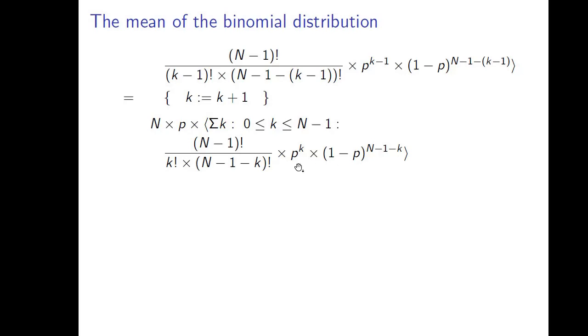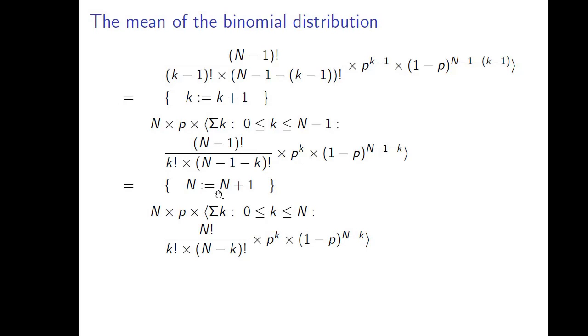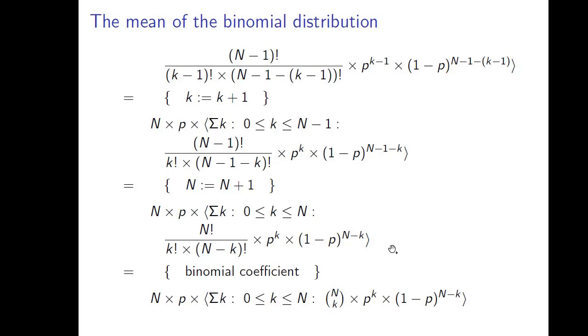So we can see pretty clearly that all we need to do is substitute n becomes n plus 1. So that gets rid of the n minus 1. And then we have n factorial over k factorial times n minus k factorial. And then, using binomial coefficients, we just rewrite this expression as n choose k.